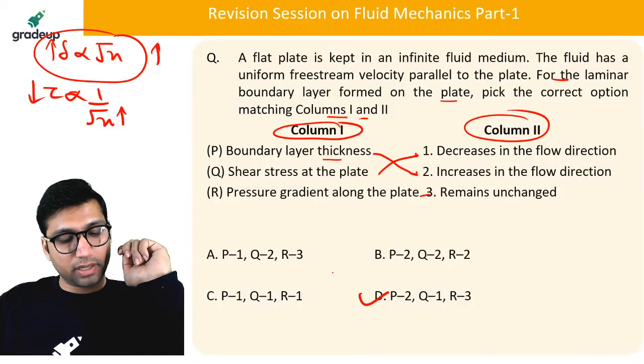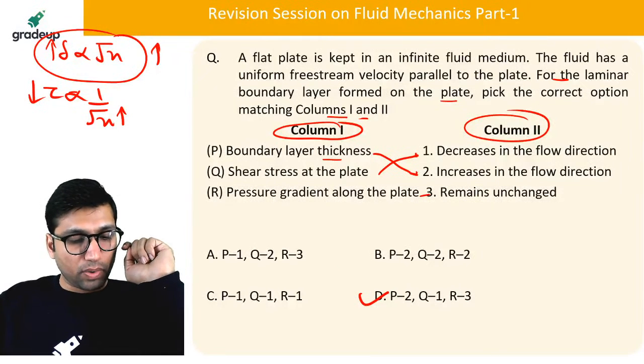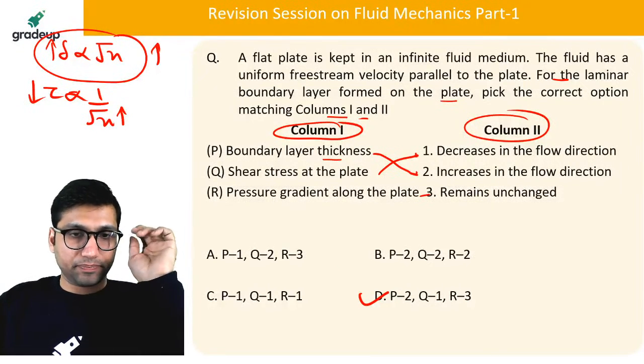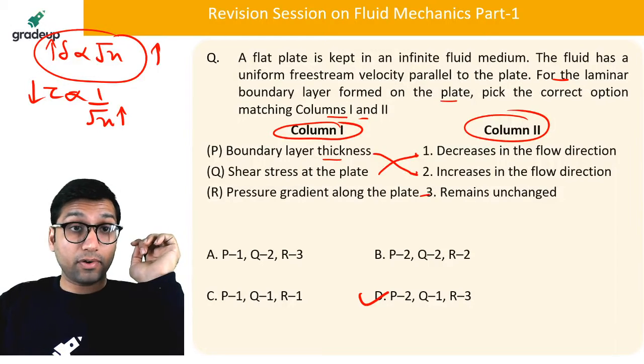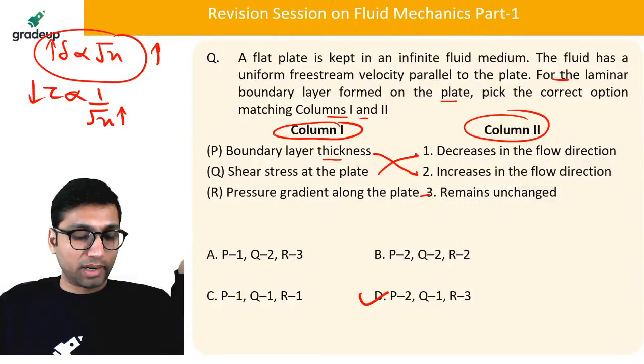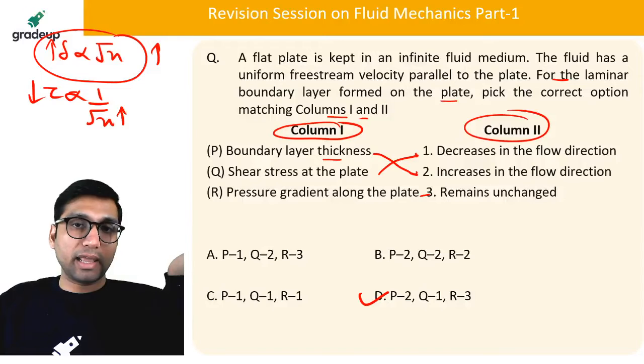The right answer is option D for this question. It is not C. Boundary layer thickness will increase in the flow direction in the laminar flow. The shear stress will decrease in the flow direction. Yes, for P it is 2. But for Q it is not 2, it is actually 1. Shear stress will decrease in the flow direction, boundary layer thickness will increase in the flow direction, and the pressure gradient will be constant.